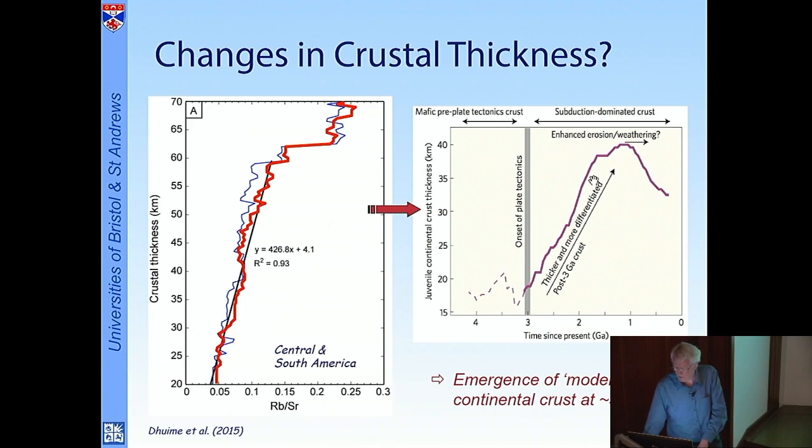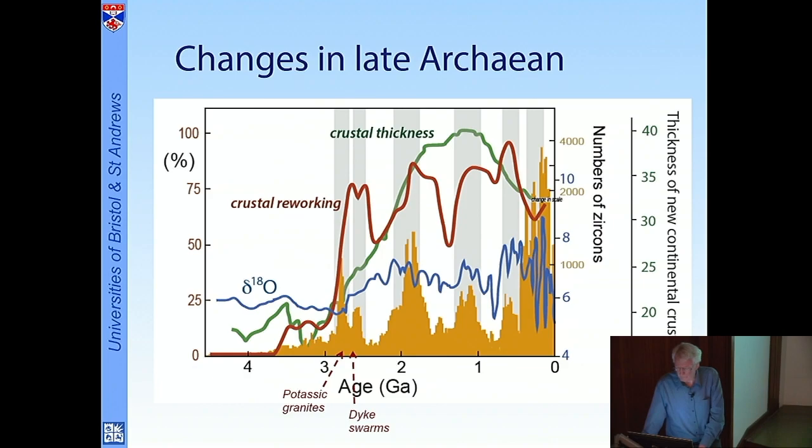And if you want to take that further, then by then you're getting intermediate crust. It's looking like stuff you make in subduction zones. You're having the emergence of more modern style continental crust at about 3 billion. All right, so those are the global databases. Can we bring them all together usefully? And so this diagram just tries to do that.